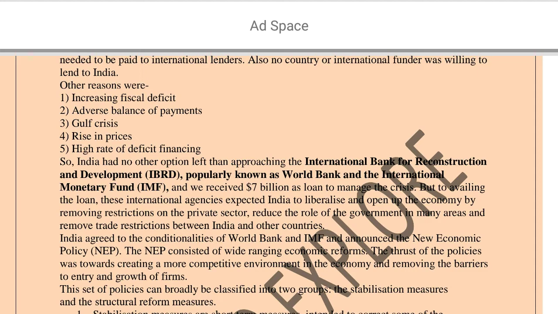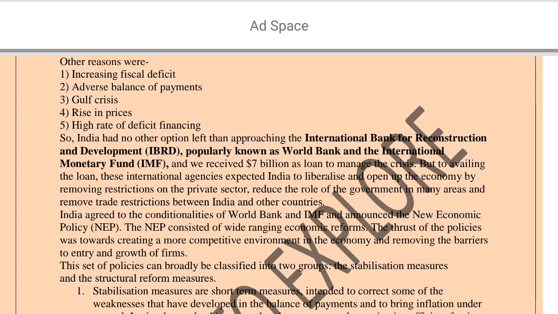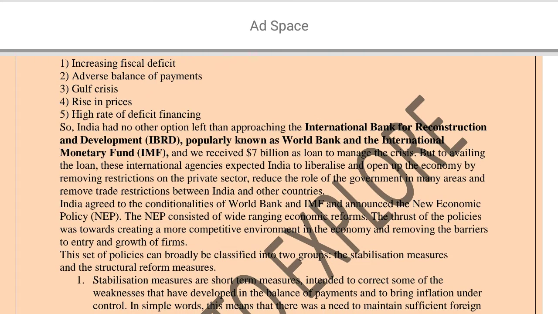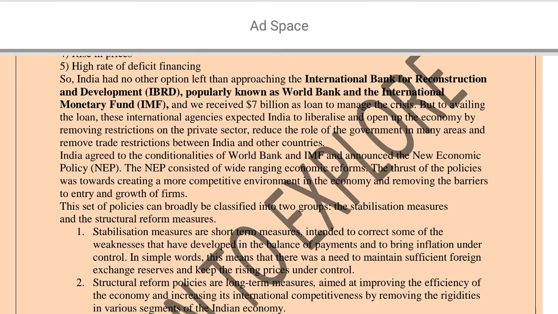But these agencies gave the loan to India on some conditions. They put in some conditions, like India was supposed to liberalize and open up its economy for other nations, for other countries. India had to agree to these conditions of the World Bank and IMF, and hence India announced the new model of economic policy, which is known as the new economic policy.